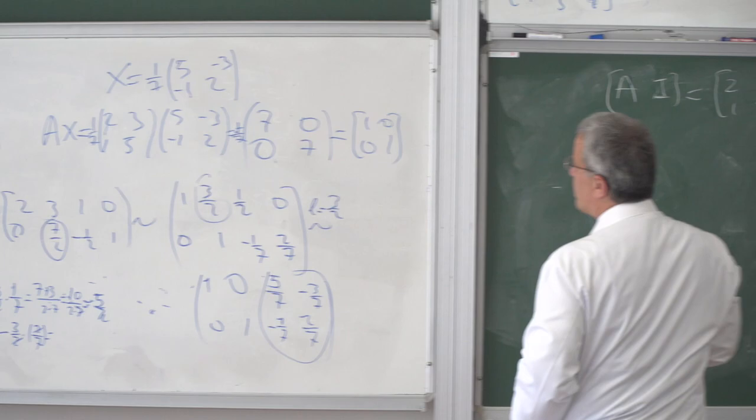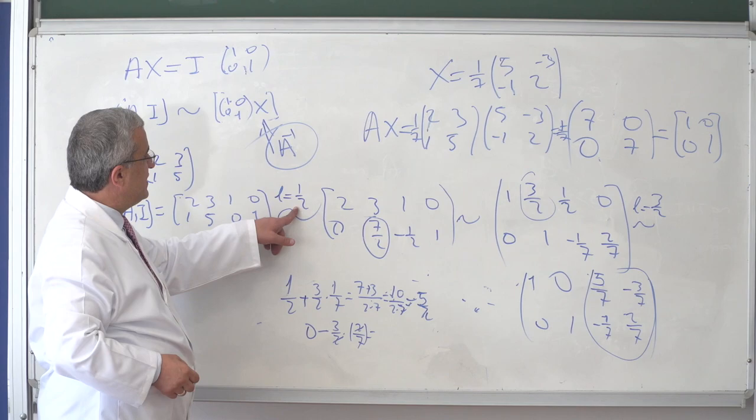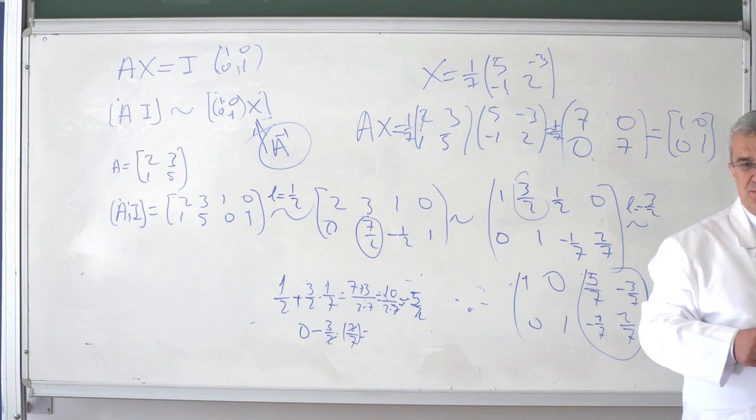I performed an operation here. What did I do? I computed my multiplier, okay? And subtracted 1/2 times this multiplier from the second row, right? How can I do that as a matrix multiplication? Okay? Let's consider this.